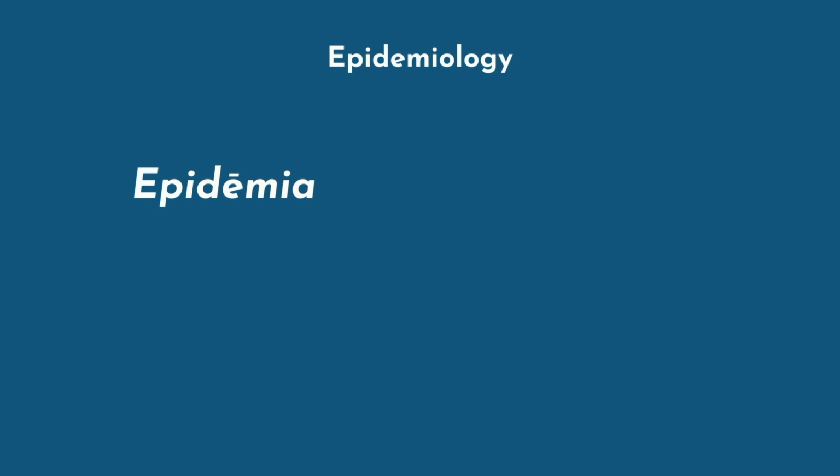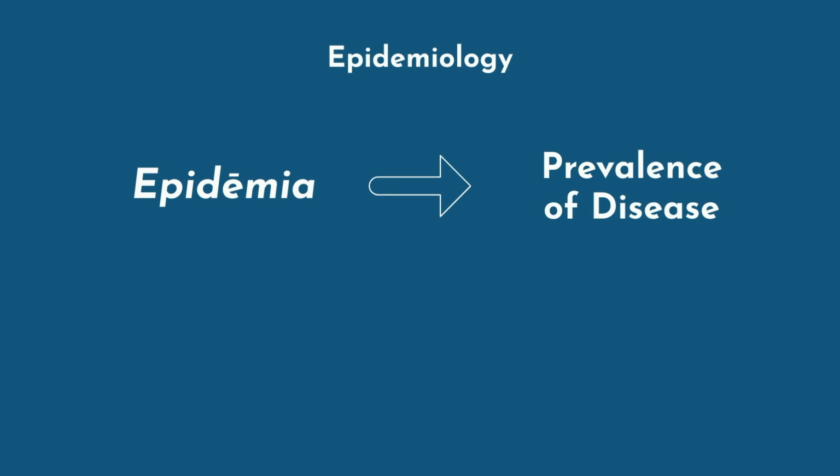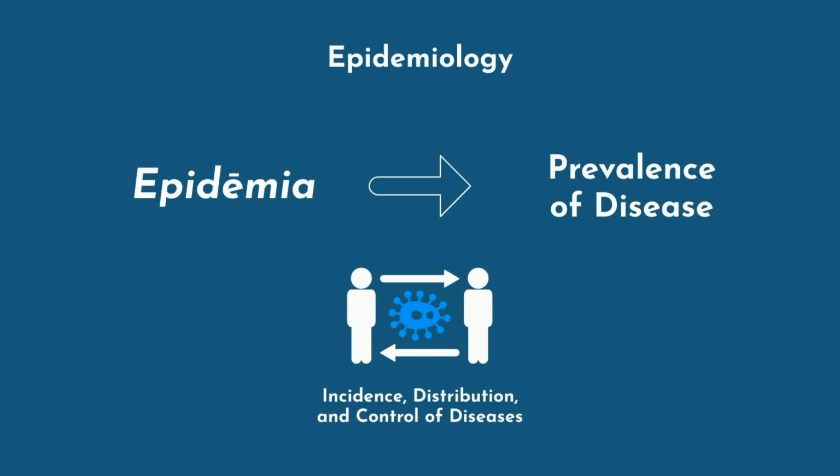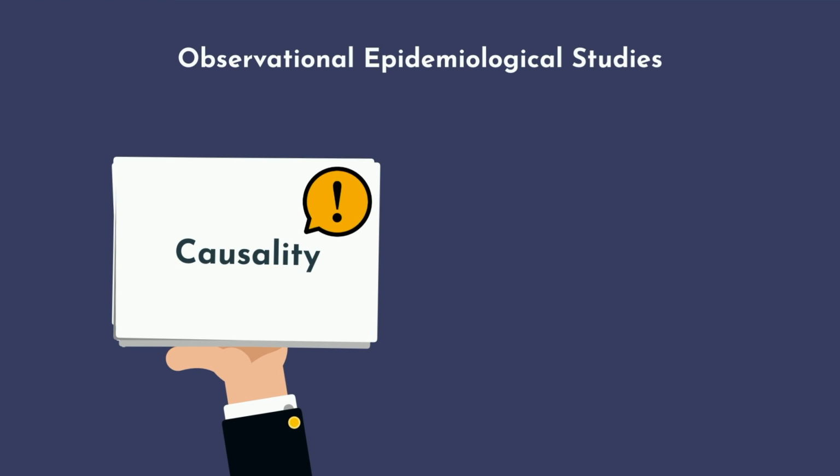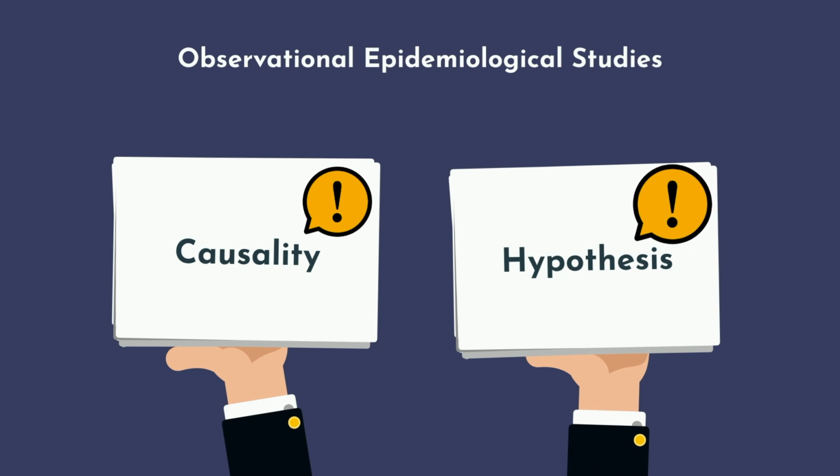Epidemiology, coming from the Greek term epidemia, translates to prevalence of disease. It is the branch of medicine dealing with the incidence, distribution, and control of diseases. If the primary aim of science is discovering the truth and determining cause and effect, then it's important to note that most observational epidemiological studies cannot establish causality, and therefore they cannot soundly accept or reject a hypothesis. Strong correlations found in observational studies can be compelling enough to take seriously, but there are limitations.